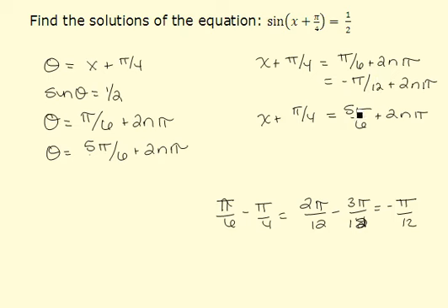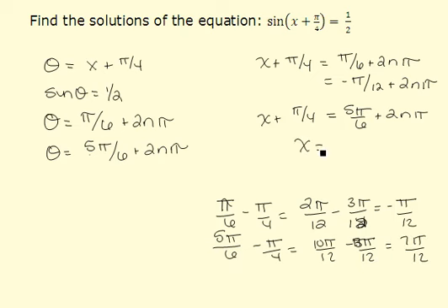Doing the same thing, subtracting 5 pi over 6 minus pi over 4, giving us 10 pi over 12 minus 3 pi over 12, gives us 7 pi over 12. Therefore, x can also equal 7 pi over 12 plus 2n pi, our two general solutions.